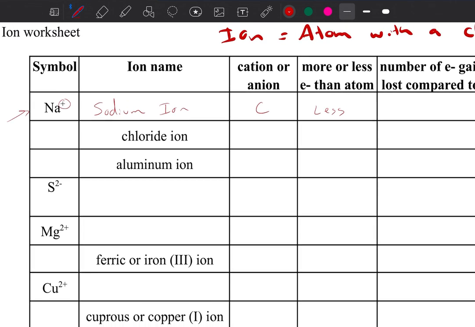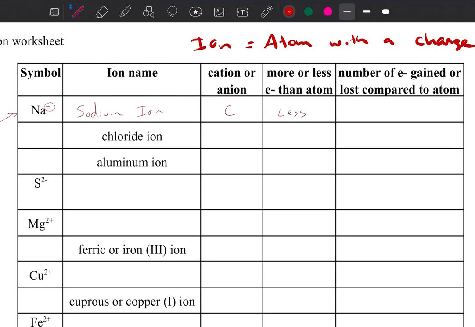And how many fewer? Well, in this one in particular, we see it's a +1, right? If it's just plus or minus, that's going to equal 1. If it was, say, plus or -2, then it's going to have 2. So how many did it lose or gain? Well, it's going to lose 1 electron. And that's answering sodium.